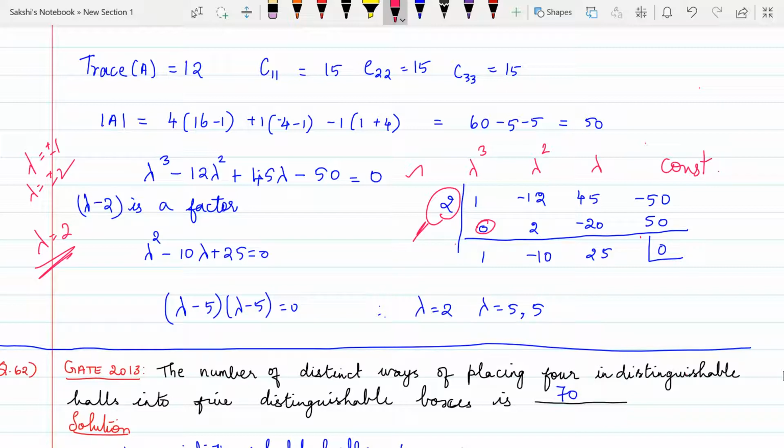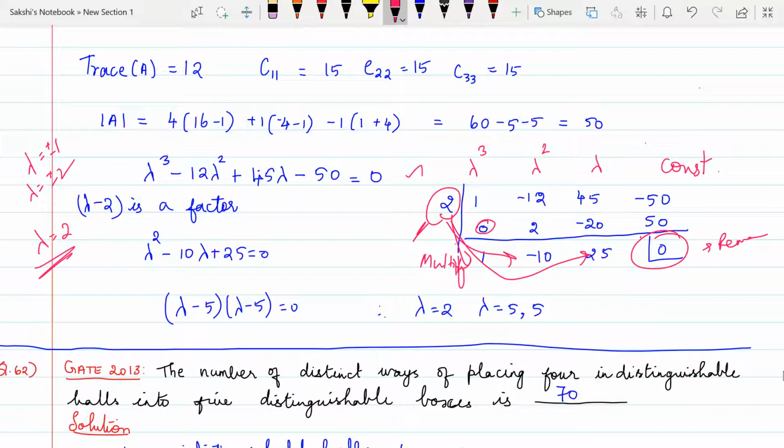first column, and then I add 1 plus 0, which is equal to 1. So this is 1. Now I have to multiply. 2 into 1 gives me 2, and now I add according to the sign. Minus 12 plus 2 will give me minus 10, then 2 into minus 10 will give me minus 20. Multiplication and addition give me 25, then 2 into 25 is 50, and this gives me 0.